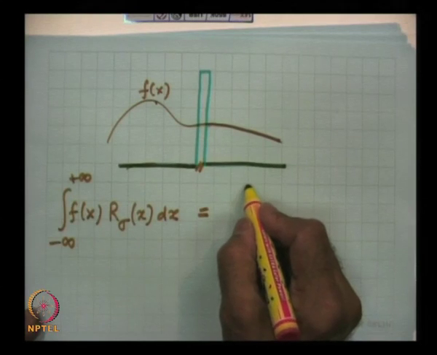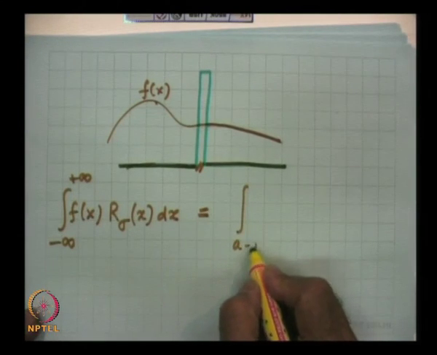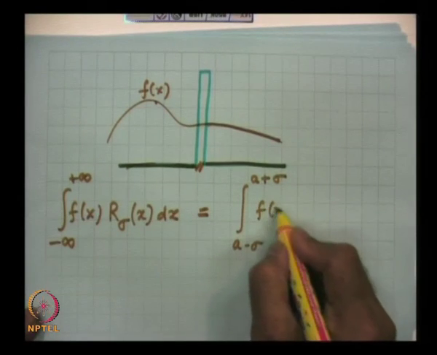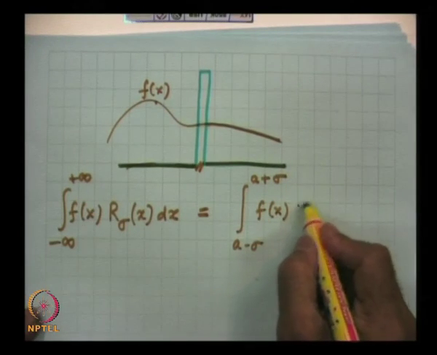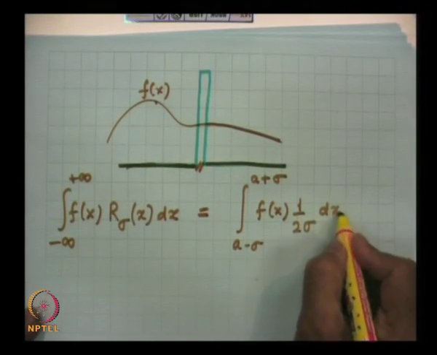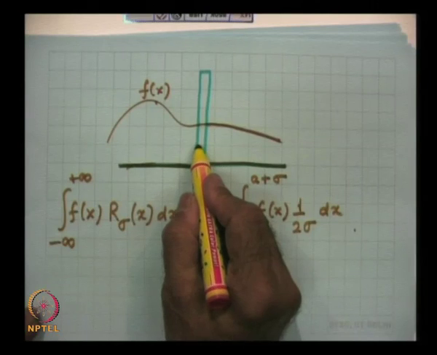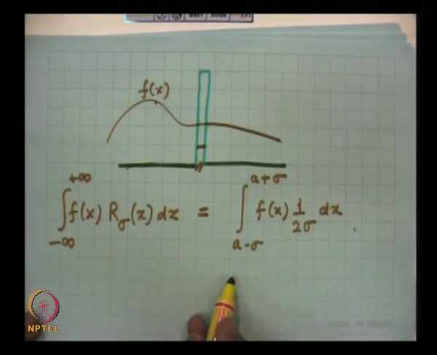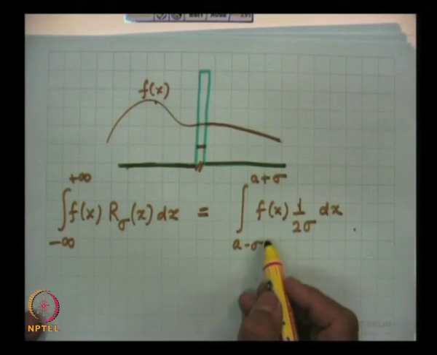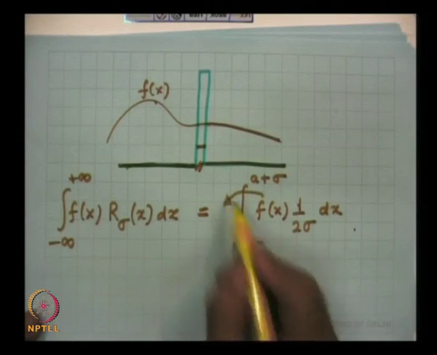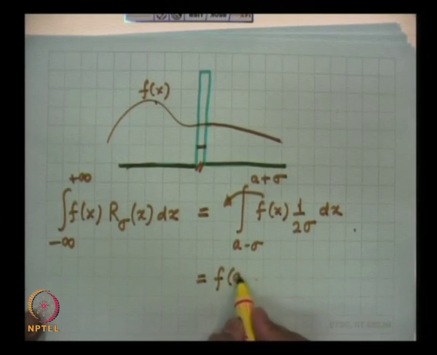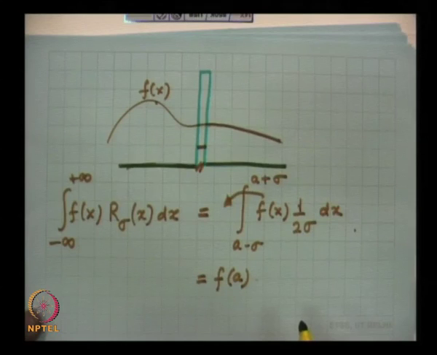So, this is actually the integral from a minus sigma to a plus sigma of f of x r sigma of x, which is 1 over 2 sigma dx. But if this interval is very small, then f of x does not vary too much in that variable. So, I can take it out of the integral and this is now approximate. If sigma is very small, I can choose it as small as I like.